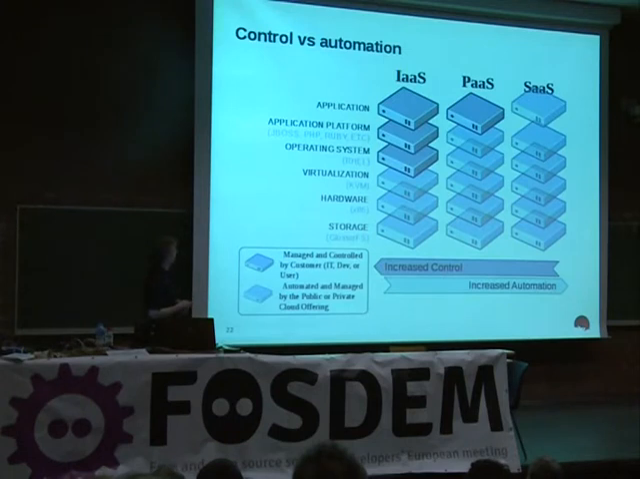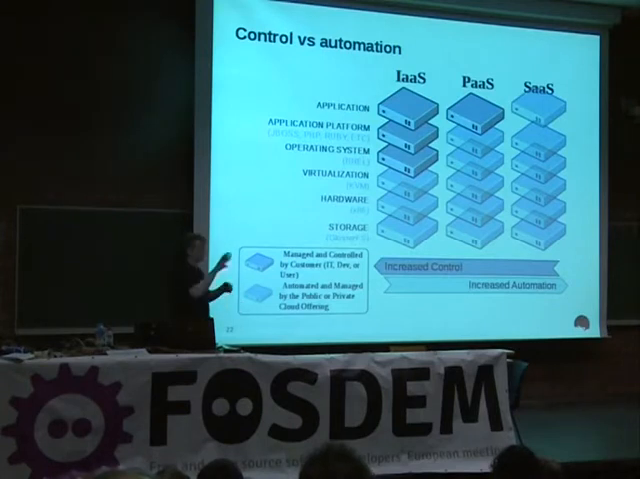And it's a question of control. With traditional virtualization, you've got control over everything from hardware through to your application. Infrastructure as a service takes the hardware off the table, and you control just the operating system, the application platform, and the application. With platform as a service, you just think about your application. You don't care about how it's running. In fact, it's usually running in a container. And with software as a service, basically you lose your control.